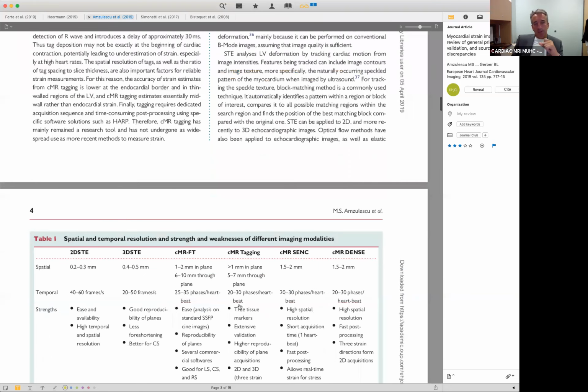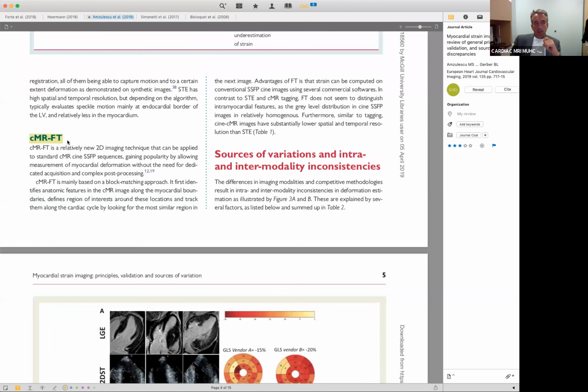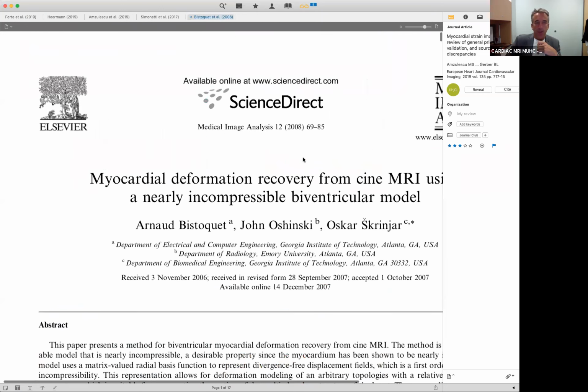And then you have what is called here feature tracking. There's a method out there that uses the deformation in normal cine-SSFP images, but there's actually a second model out there, and that's why I'm briefly putting up this paper.